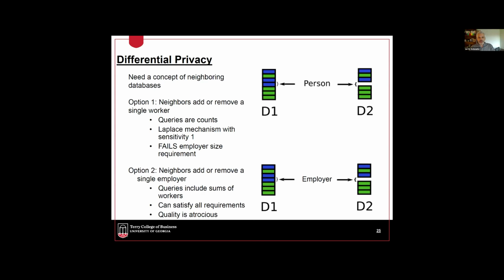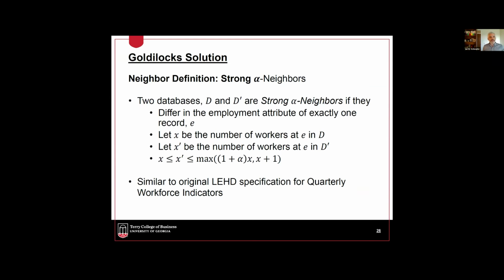Option 2, we could just think about adding or removing an entire employer as being the neighboring database concept. And that would mean that the sensitivity of any calculation would basically be bounded by the maximum size of any employer in the database. And so our queries could include the sums of all workers. This would satisfy all of the privacy requirements, but it's going to give us atrocious data quality because the sensitivity would be too high. So once again, there's a Goldilocks solution, and that's to construct a definition of neighbors, which they call strong alpha neighbors.